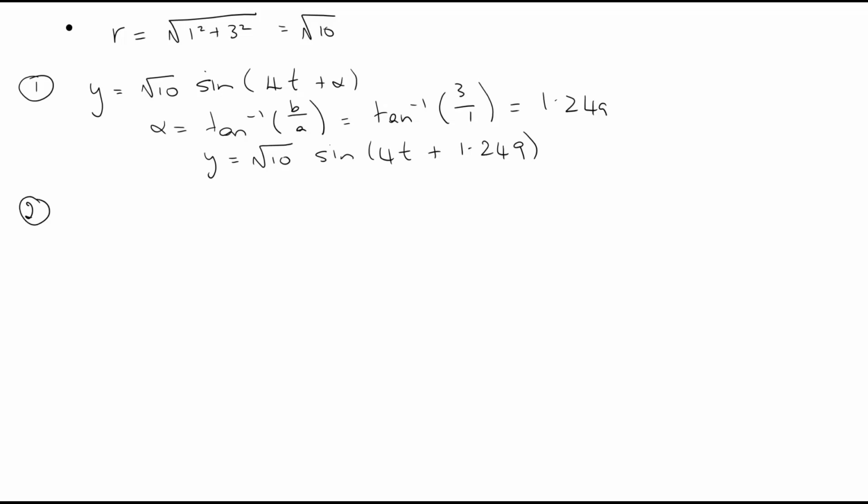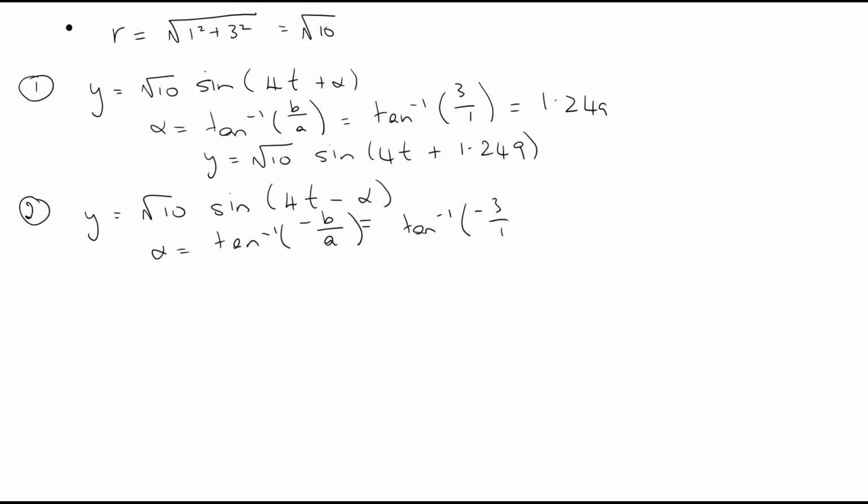The second way we might want to write it is y equals root 10 sin 4t minus alpha. In this case, alpha is equal to tan inverse of negative b over a, which gives you tan inverse of negative 3 over 1, which is negative 1.249. Putting that together, y equals root 10 sin 4t minus negative 1.249. And you can quickly see that actually that's the same as number 1.